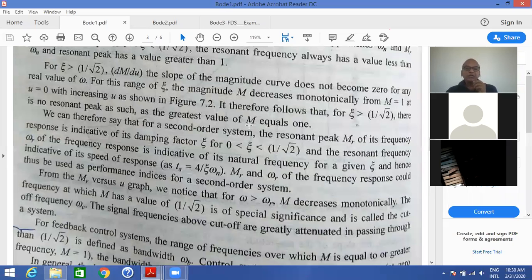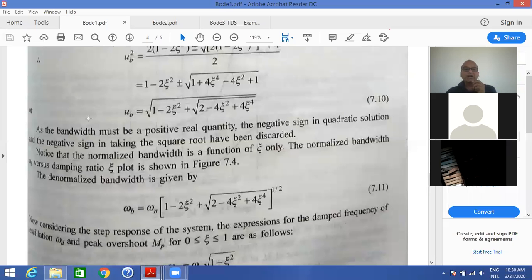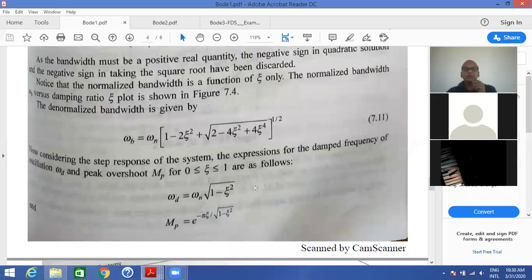Consider this 7.6 equation. Again, put ω equal to ωb into this equation, we will get this bandwidth, that is the range of frequency over which the magnitude is equal to or greater than 0.707. Then our task is the correlation between the time and the frequency.